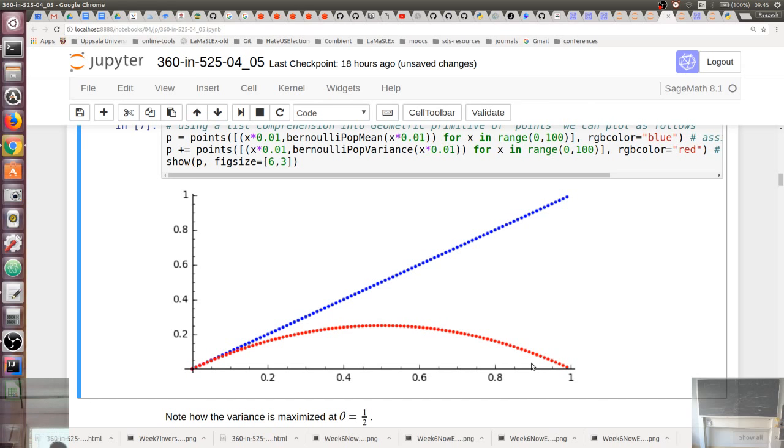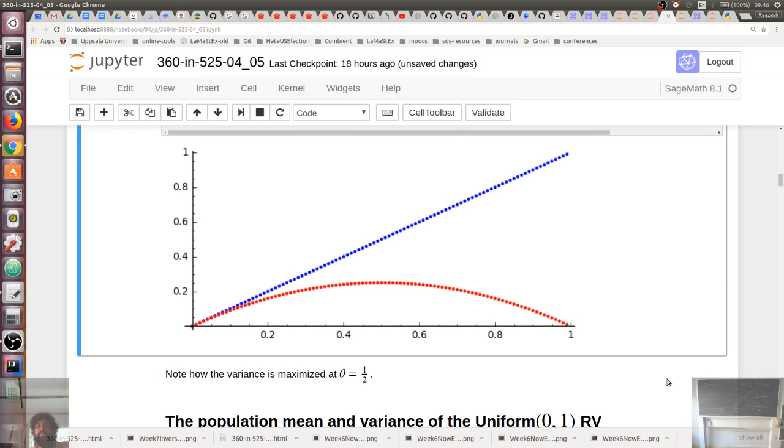So here is the question: for what value of theta does the Bernoulli random variable have the most variance? 0.5. Yeah, 0.5, right? Which is also here. The fair coin toss has the most variance, as you can imagine.